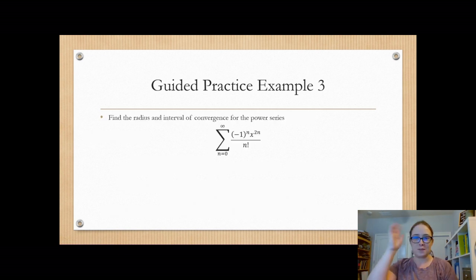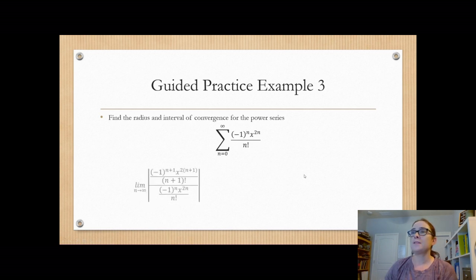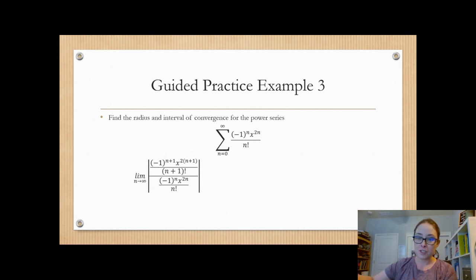Okay, one last example. I know this is a longer video. I'm going to, again, do ratio test because of the n factorial there. So I set it up, ratio of successive terms. Don't forget the absolute value there. And then simplify this by flipping the bottom fraction and multiplying the two. The negative ones go away with the absolute value. And then I can do some simplifying here.